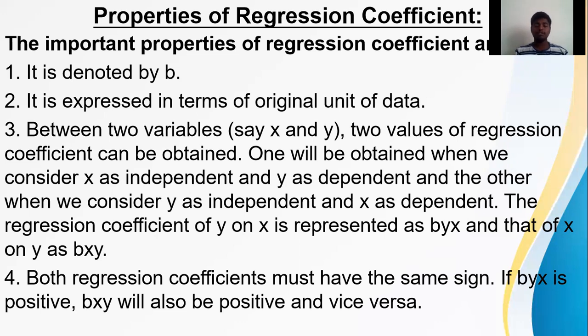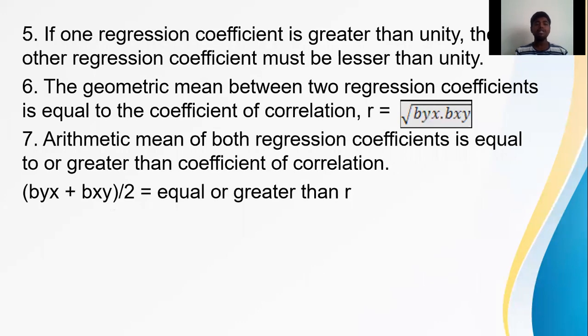If byx is positive, bxy will also be positive and vice versa. And the fifth one, if one regression coefficient is greater than unity, the other must be less than unity. The geometric mean between the two regression coefficients is equal to the coefficient of correlation, which means r. Here r is equal to root of byx into bxy. The arithmetic mean of both regression coefficients is equal to or greater than the coefficient of correlation. Here byx plus bxy by 2 is greater than or equal to r.